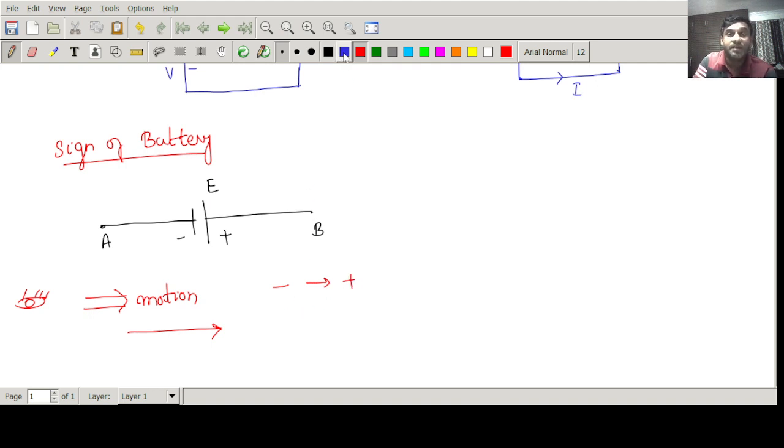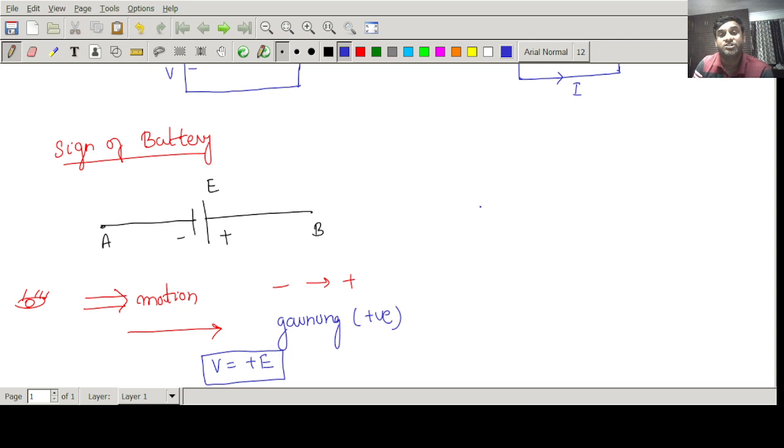That means I am gaining something. If there is a gain, the gain is always positive. So I can say the voltage here is plus E.